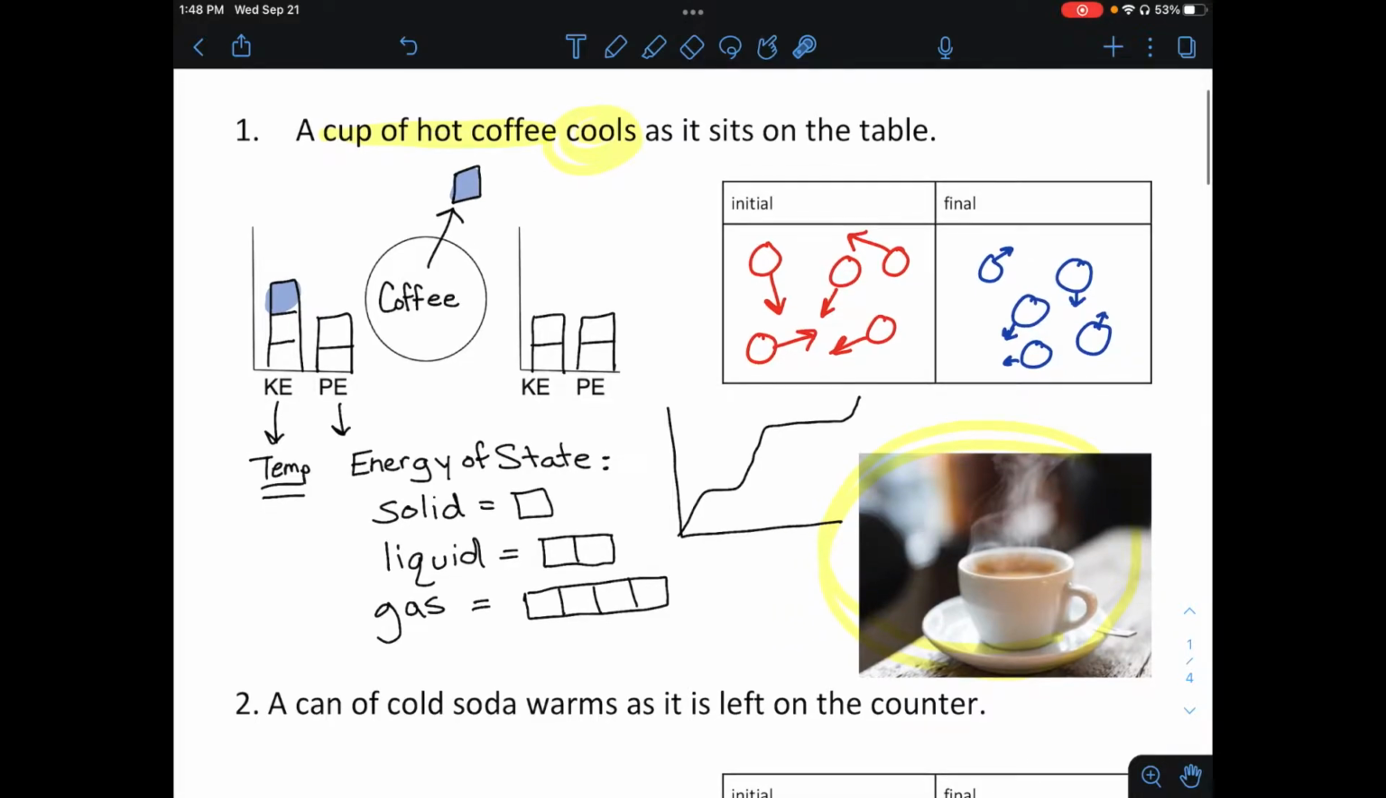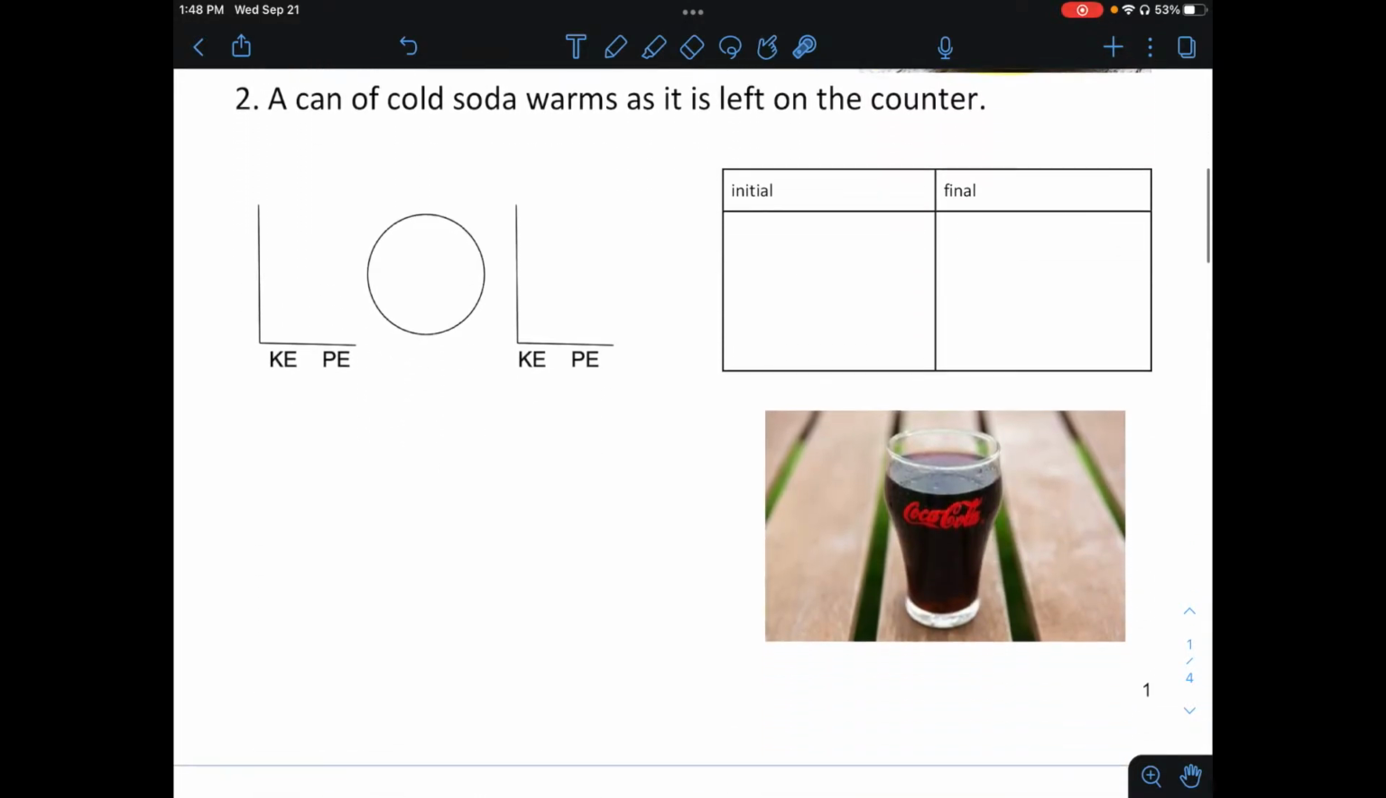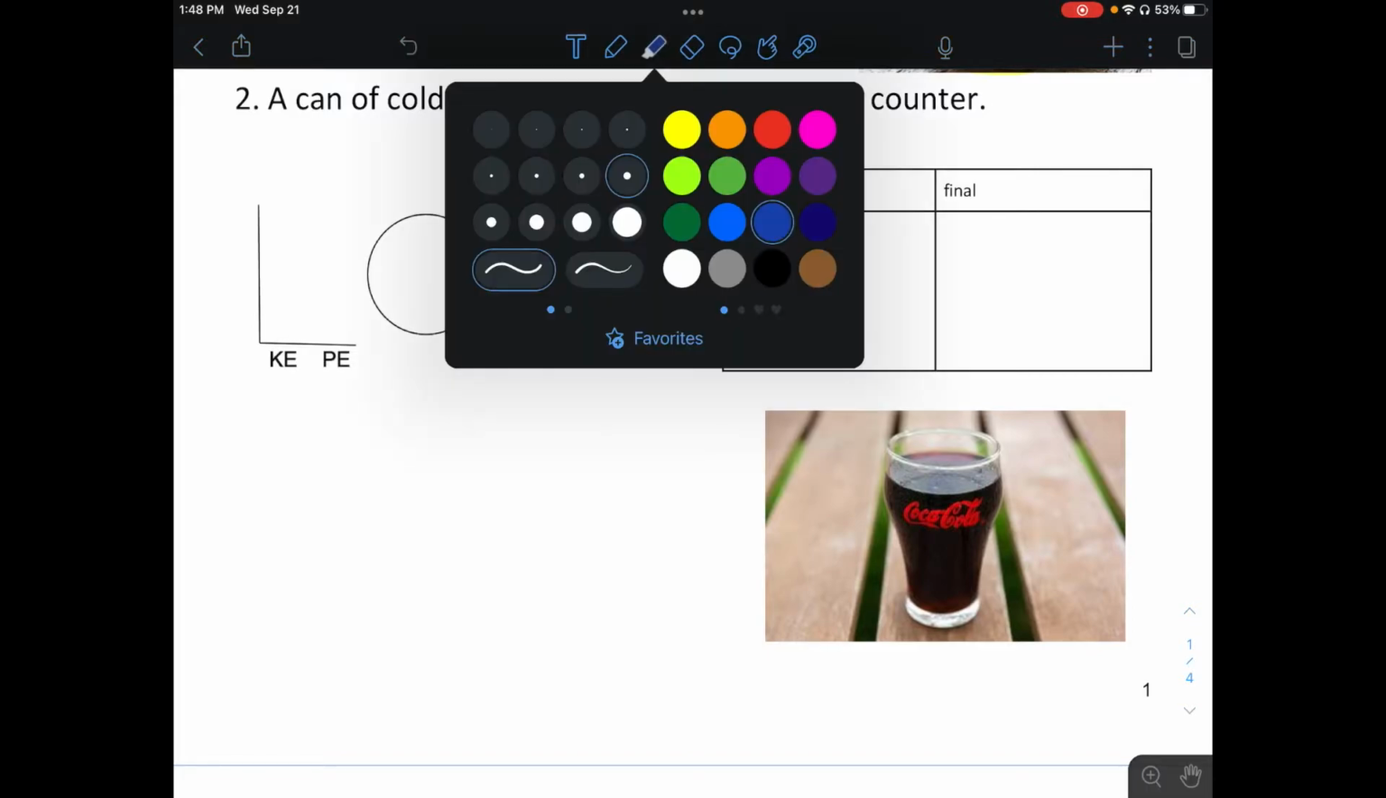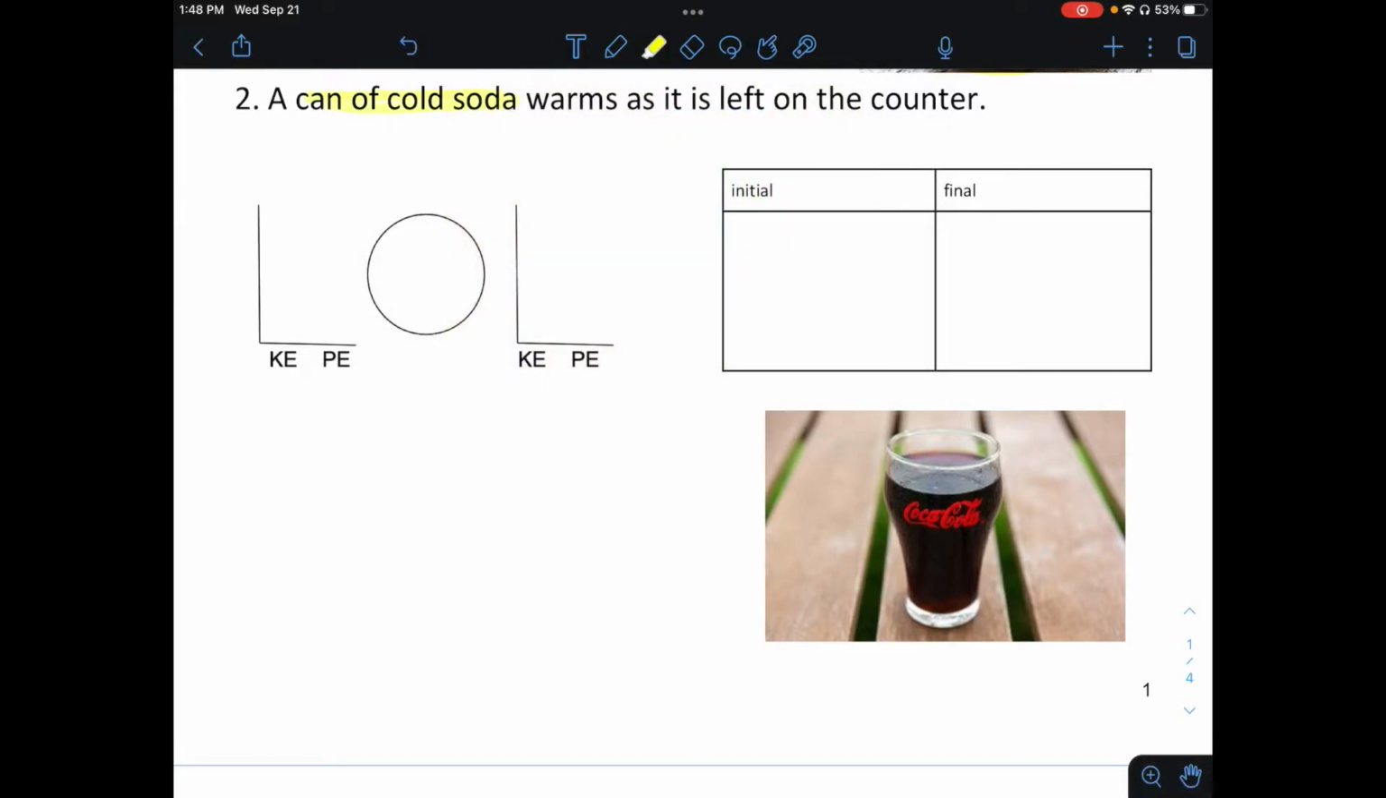So let's do another one. This time we have a can of cold soda. So can of cold soda is my system. So I'm going to go ahead and write soda in here, which pains me because I do want it to be pop. And it's going to warm as it's left on the counter.